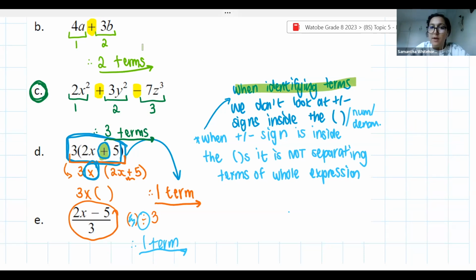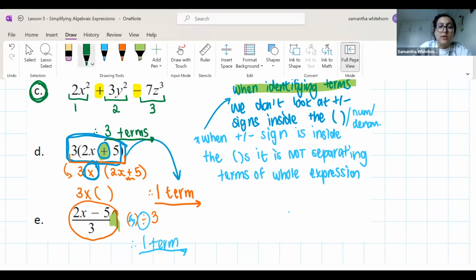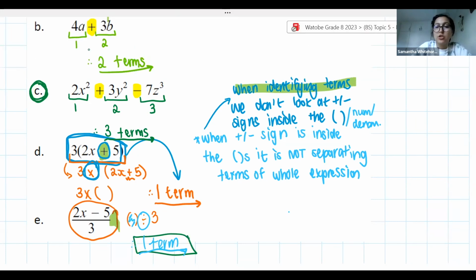All I care about is, am I doing division? Am I doing multiplication? What does that then mean? Because I'm saying the bracket divided by 3, the division does not separate terms, and so I only have my one term in this expression. Okay, now grade 8, I know this is a little bit complicated. So as we do more examples, I'm going to identify terms for us and chat about the terms that we have going on so that hopefully we understand a bit more.